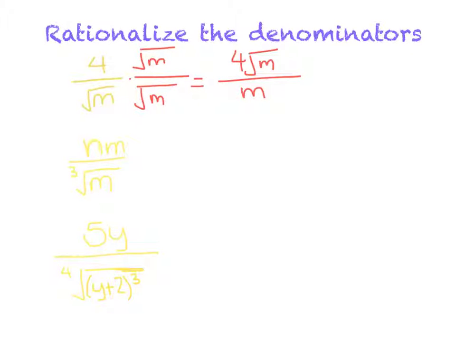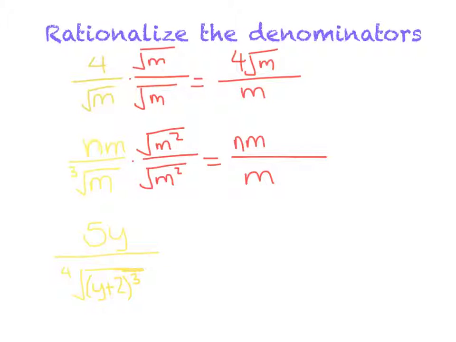In the second example, we're taking the cube root of m. So instead of multiplying the numerator and denominator by the square root of m, we can multiply them by the cube root of m squared. This way, in the denominator, we end up with the cube root of m times m squared, or the cube root of m cubed, which is just m. And then on top, we have n times m times the cube root of m squared, which is just equal to m. Our m's cancel out, and we get as our final answer n times m.